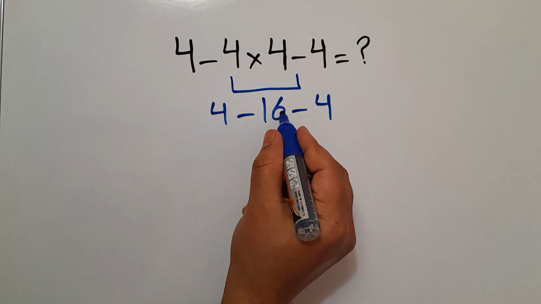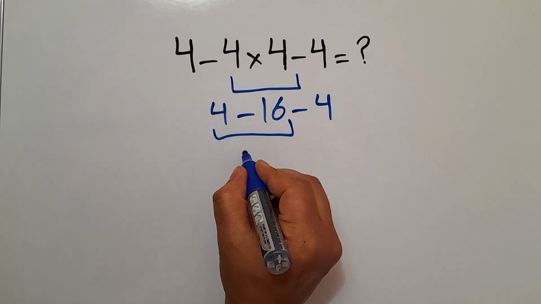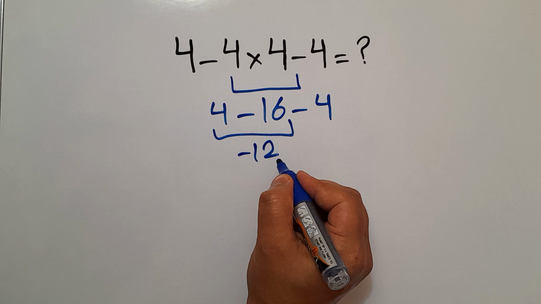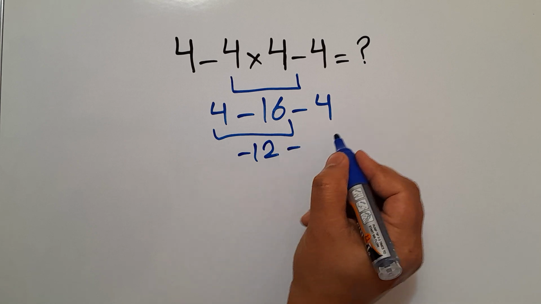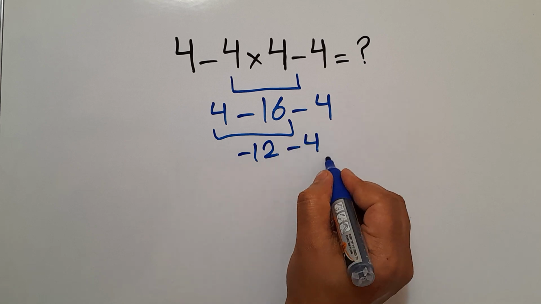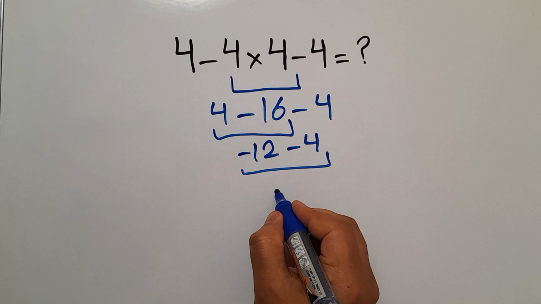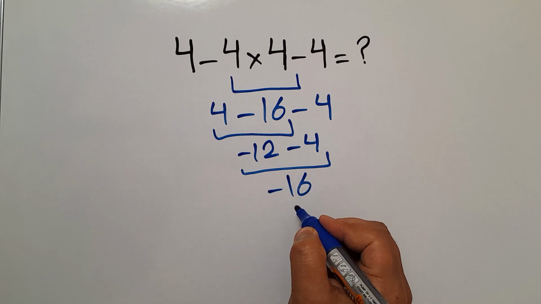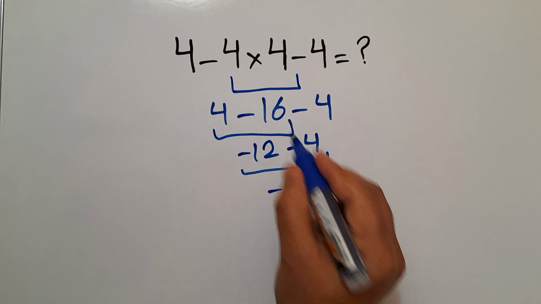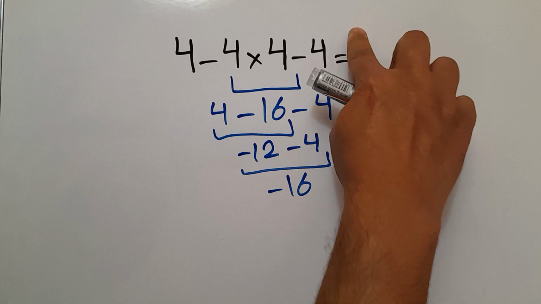Here 4 minus 16 equals minus 12, and minus 12 minus 4 equals minus 16. So our final answer to this problem is minus 16.